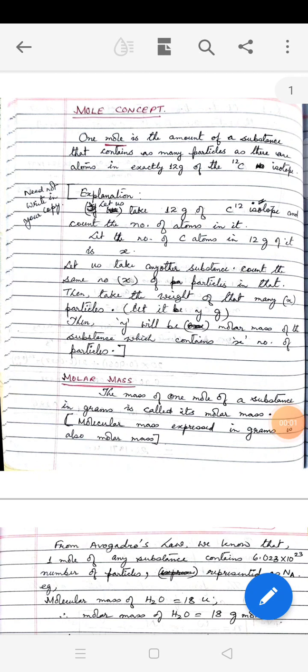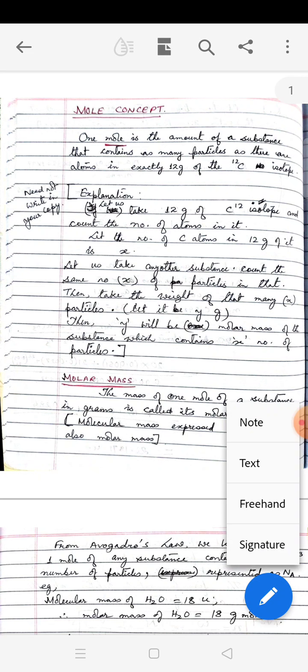Hello students, now we come to a very important discussion, mole concept. Many of us may not be very clear about what this mole means. One mole, as the definition says, is the amount of a substance that contains as many particles as there are atoms in exactly 12 grams of carbon 12 isotope.